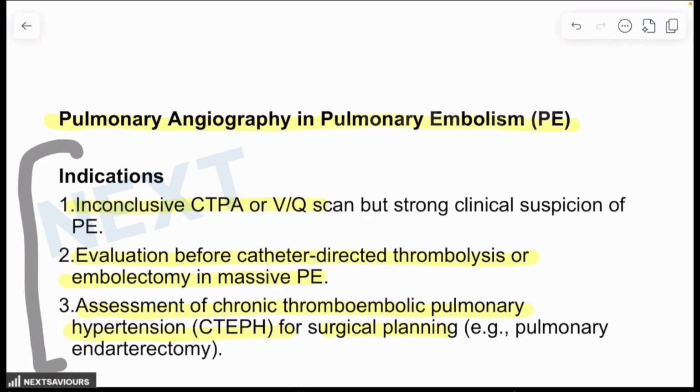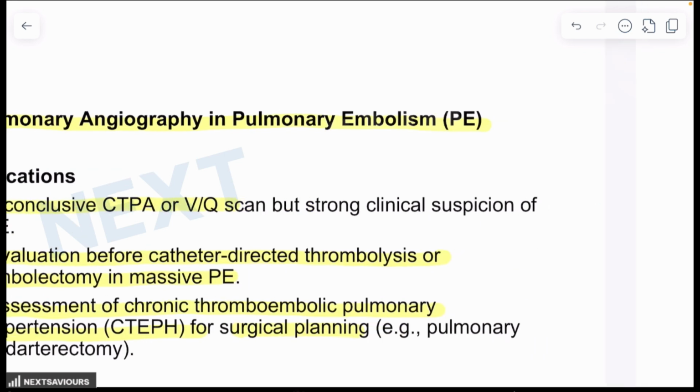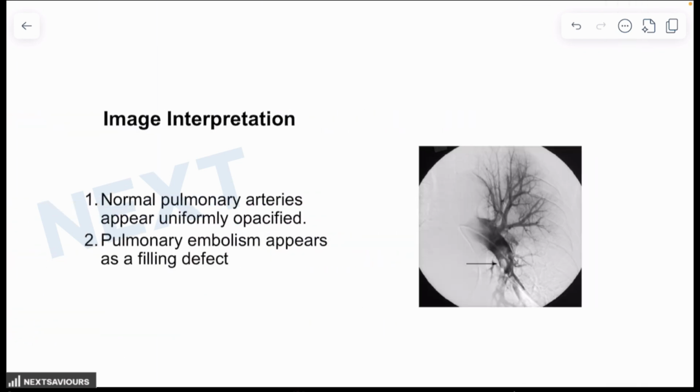Actually, no question is directly asked based on this. What they usually ask you is that they used to keep it in the options, but CTPA is basically diagnostic for the pulmonary embolism. Now, what is the image interpretation? First thing that you have to go for obviously is the catheter insertion in the femoral or the jugular vein, that means central. And it has to be advanced into the pulmonary artery under the fluoroscopic guidance. Then the contrast has to be injected.